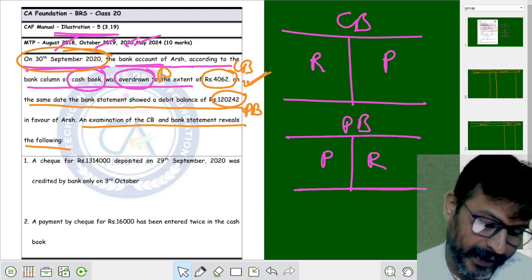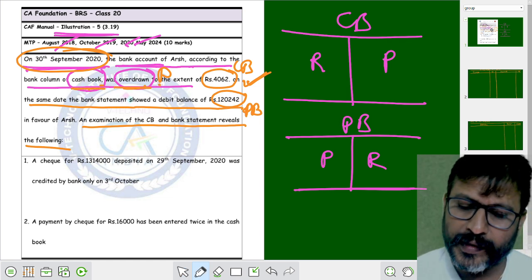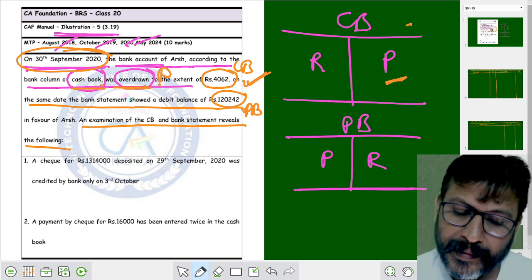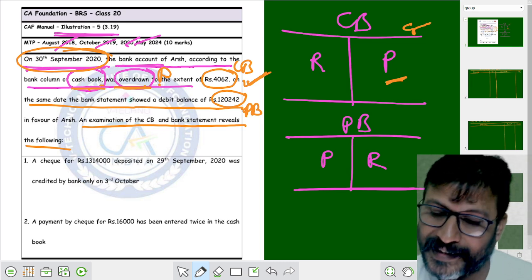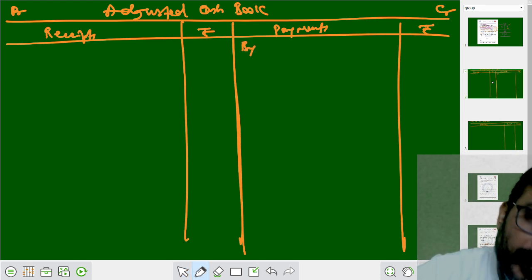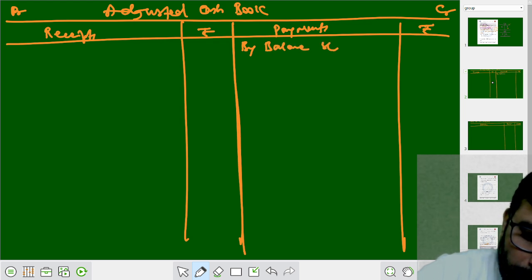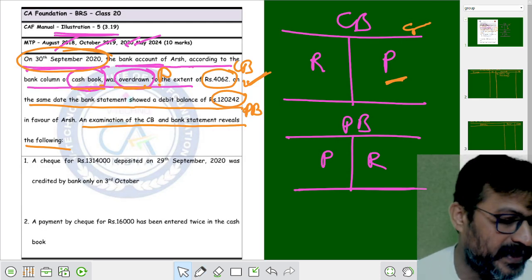Let us see what it actually shows. Cash book overdrawn. Cash book overdrawn means payment. Payment means credit side. So where does the overdraft come? On the credit side of the cash book. So let us write: by balance brought down. It is overdraft. How much overdraft does it show? 4062. Am I right?